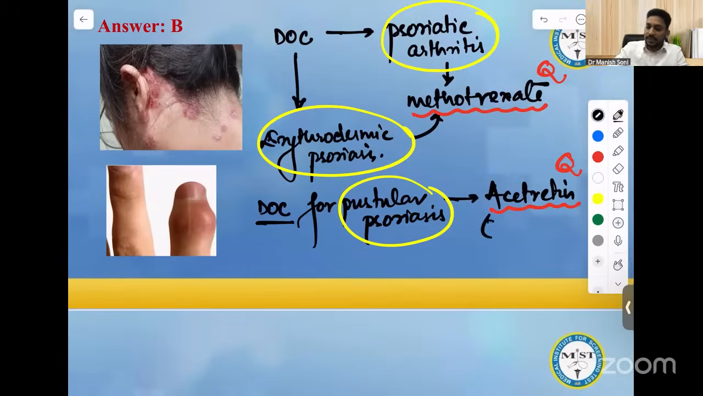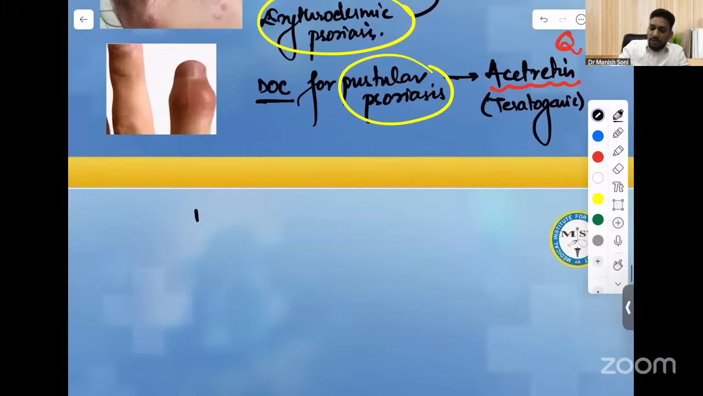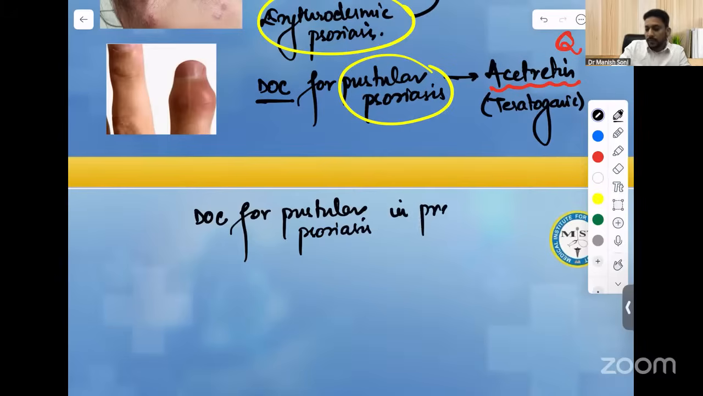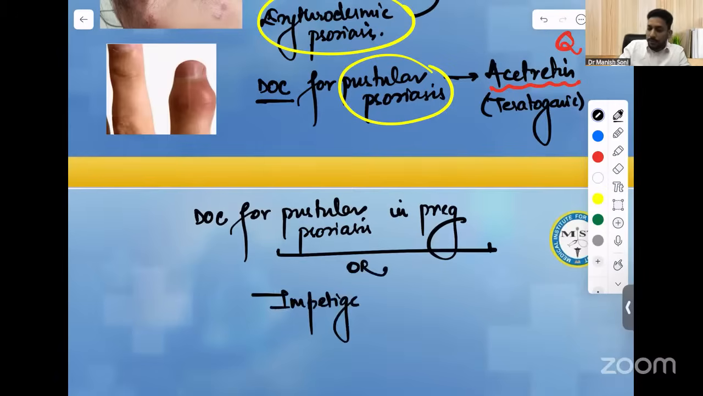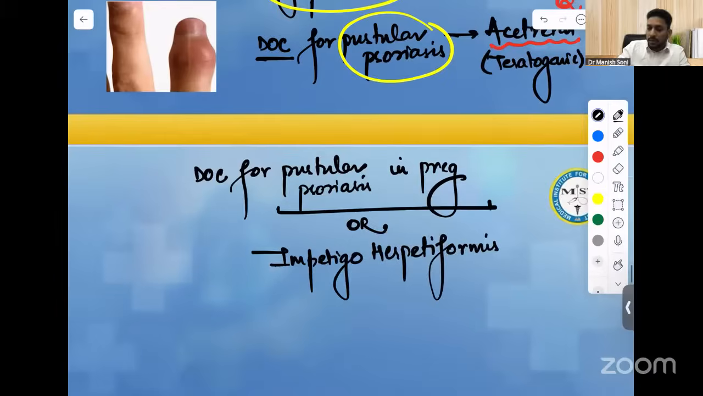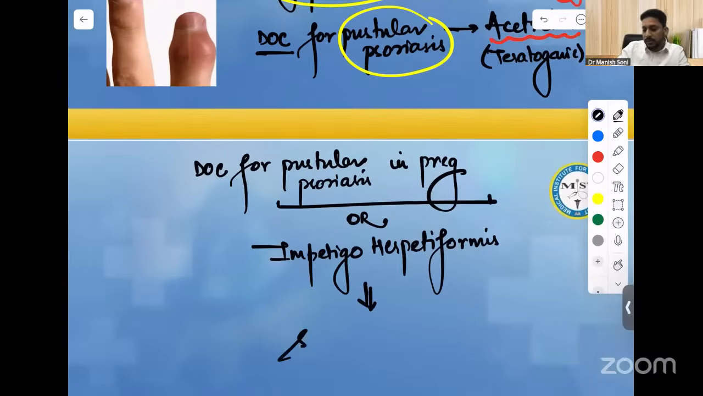Remember that acitretin is teratogenic. Because it is teratogenic, if patient develops pustular psoriasis in pregnancy, then you will not give acitretin. Pustular psoriasis in pregnancy is also known as impetigo herpetiformis. And here, the drug of choice is steroids. If a steroid is not given, then cyclosporin.